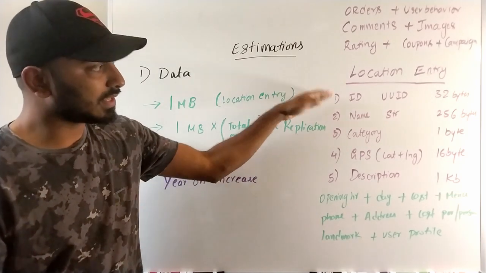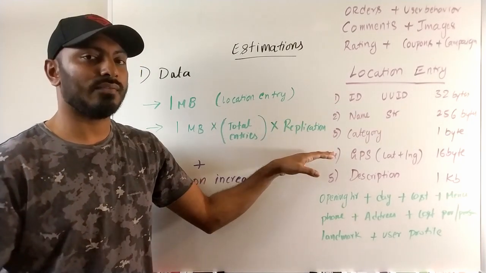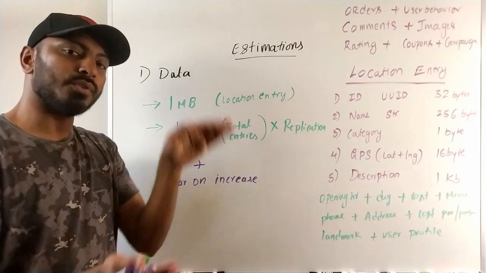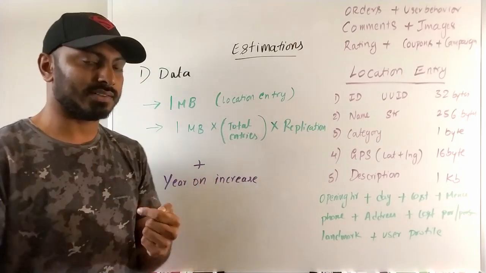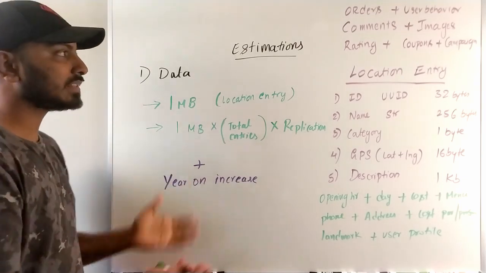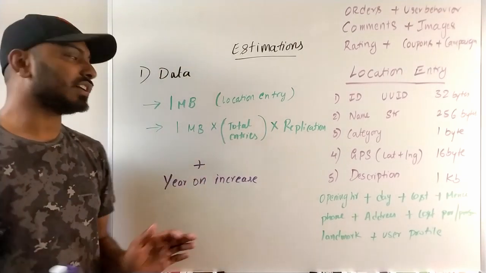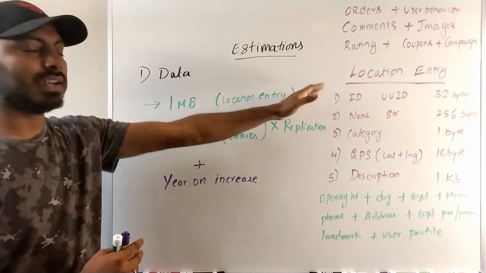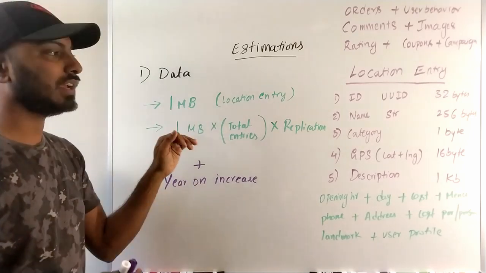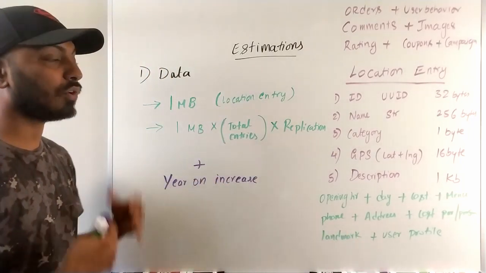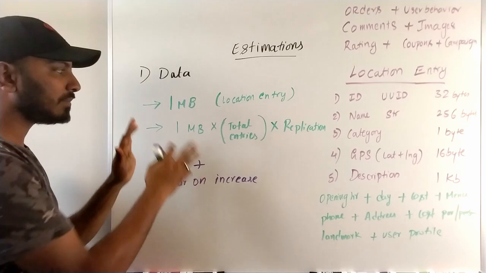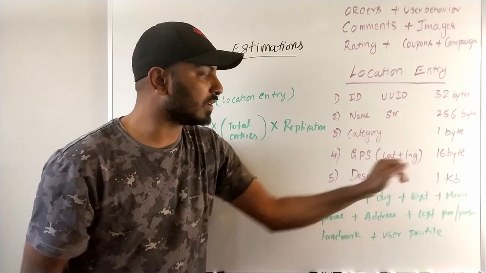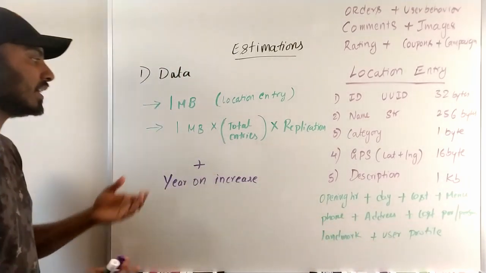Then assign the size for each attribute, and compute the sum of all of these per entry. Once you get that per entry, let's say for all of this data, I'm just assuming 1 MB is my requirement. Say for every location entry, I at least need 1 MB to store all of this information. How did I get 1 MB? In this case, I'm just assuming that you add all of these numbers plus all of these numbers to get some number.